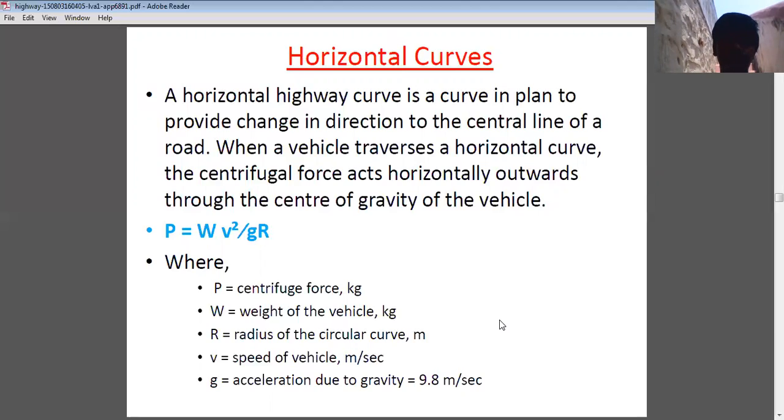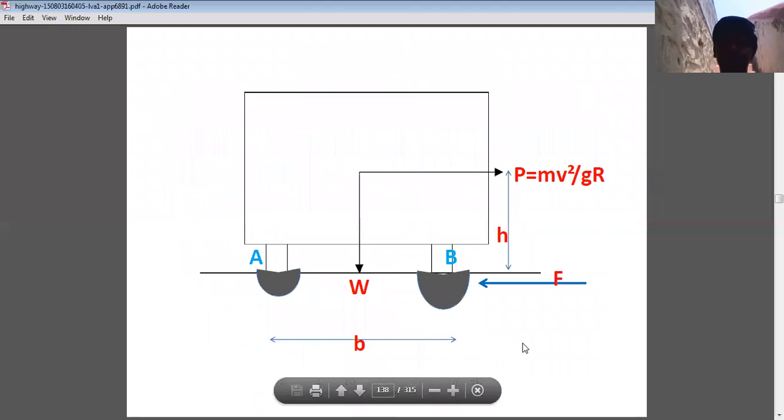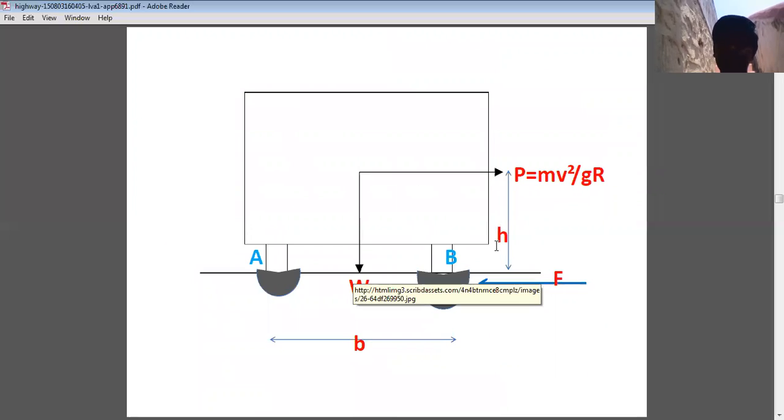P is equal to W V square divided by g into R, where P is the centrifugal force in kg, W is the weight of the vehicle in kg, R is the radius of the circular curve, V is the speed of the vehicle, and g is acceleration due to gravity, 9.8 meter per second square. In the figure, W is the weight of the vehicle, H is the height of the vehicle, and P is the centrifugal force acting upon the vehicle.